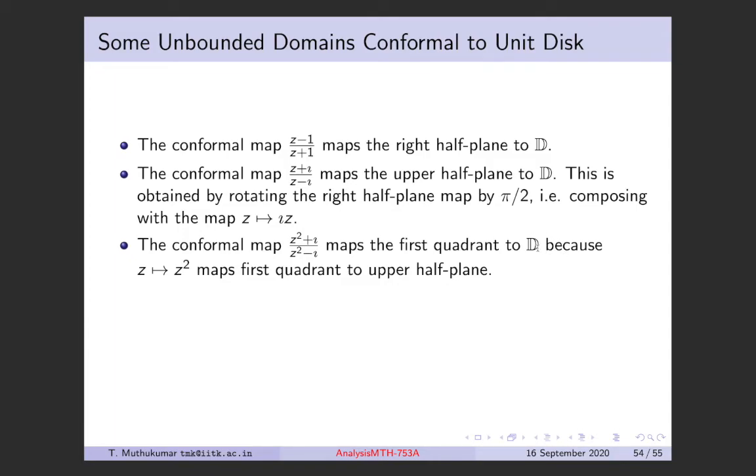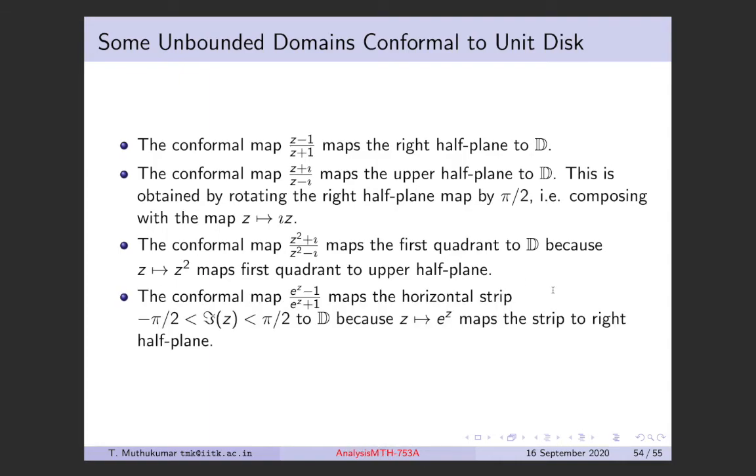We have seen in some previous lecture that the z going to z square map maps the first quadrant to the upper half plane, and you already have a map from upper half plane to D. So what you need to do is compose this upper half plane to D map with the z to z square map, and that's precisely what you have done here, and we have this conformal map from the first quadrant to the unit disk.